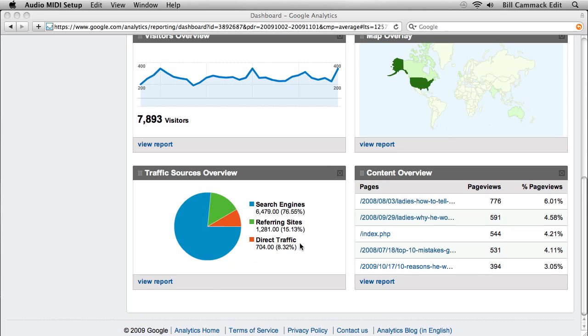traffic sources. Search engines are 75%, or three quarters, of my traffic. That means most of my traffic is coming from people searching for something and landing on my site from there. They're not coming directly to my site, which is this 8%, the amount of people that come directly to BillCammack.com. Then there are other referring sites which send me visitors. But mostly it's search engines, and that's why you want to tag your pages properly.